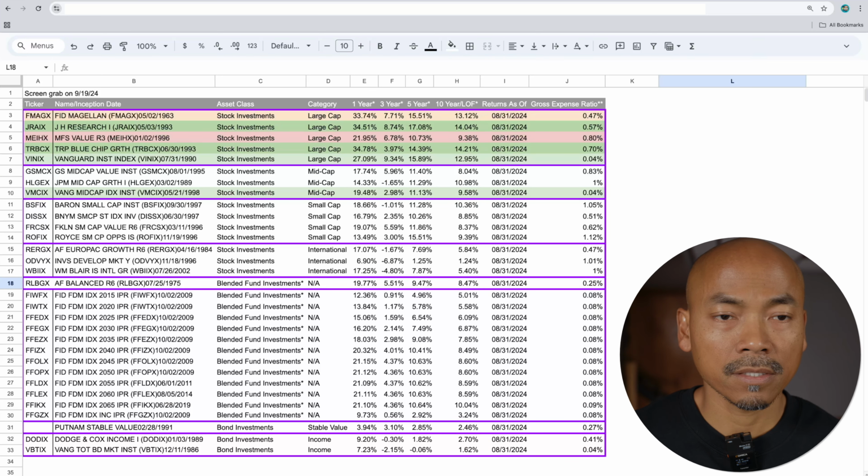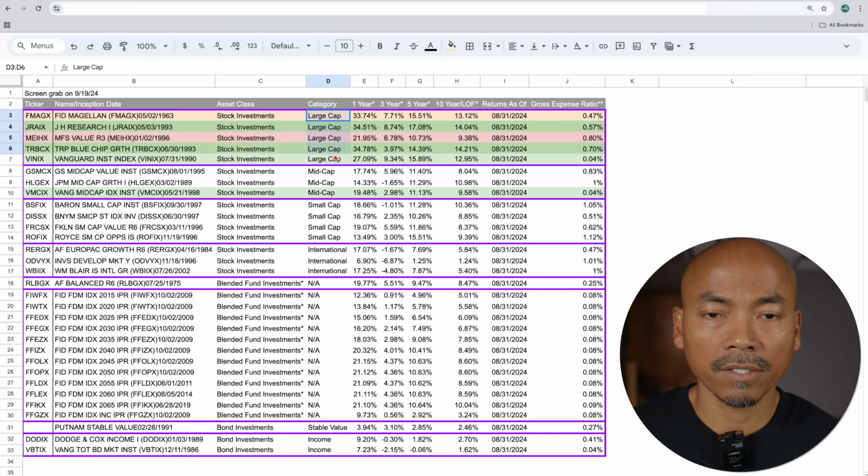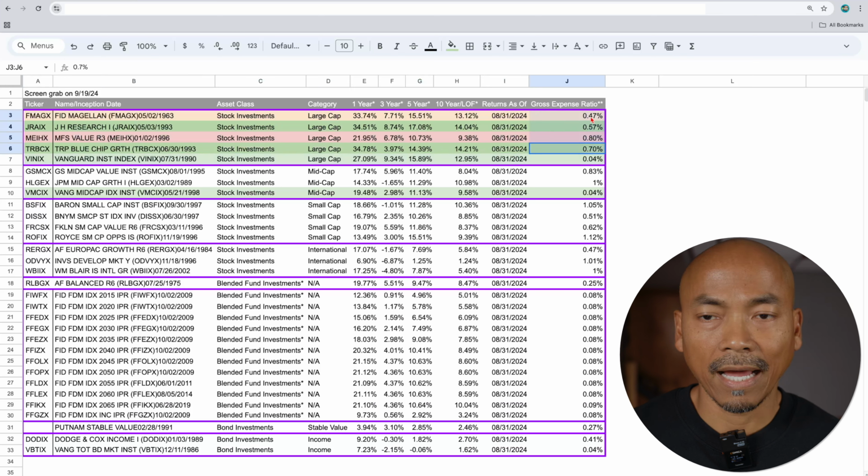What I did was take a summary of all the different funds I have and combine the returns as well as the expense ratios. So it gave me a good summary of the different funds. Out of all the 5 large cap funds that are available to me, this one is the index fund with only 0.04%. The rest are all actively managed funds, charging between 0.47% all the way up to 0.8%.